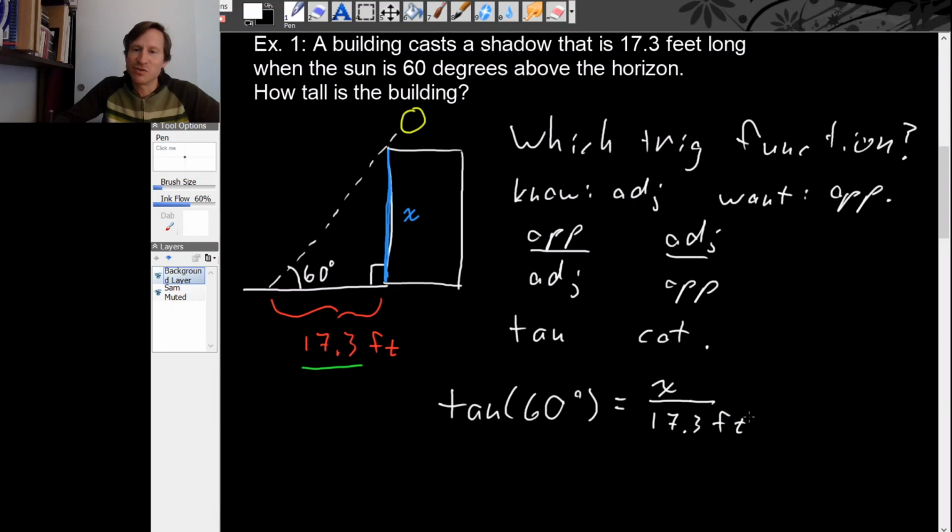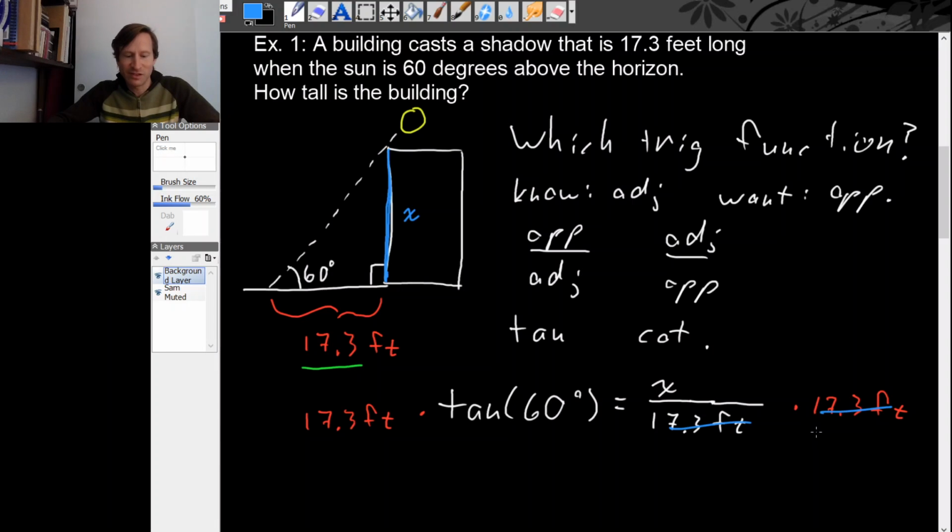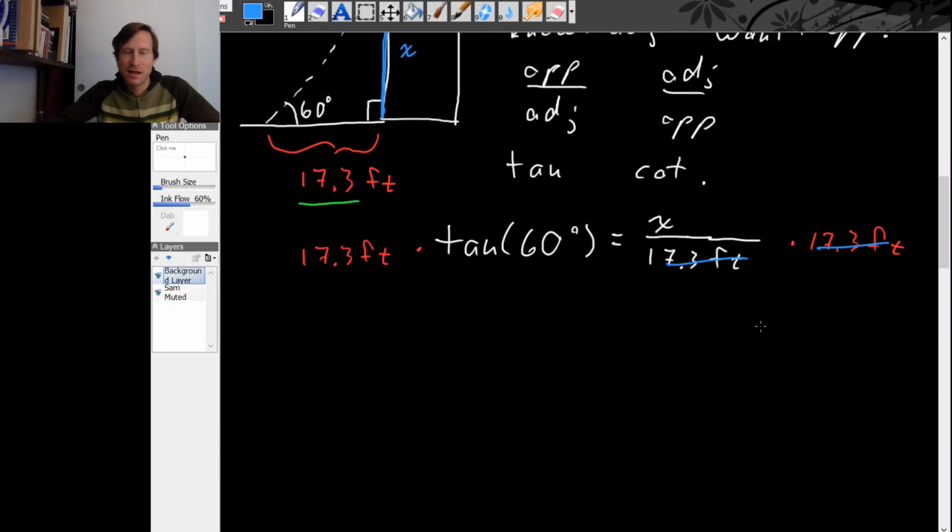I'm going to keep track of units here. Okay, now we have an equation where there's only one variable. So we can solve the equation for our x. So multiply both sides by 17.3 feet. Left-hand side as well, 17.3 feet. On the right-hand side, those lengths simplify away. And so we get x is 17.3 feet times the tangent of 60 degrees.